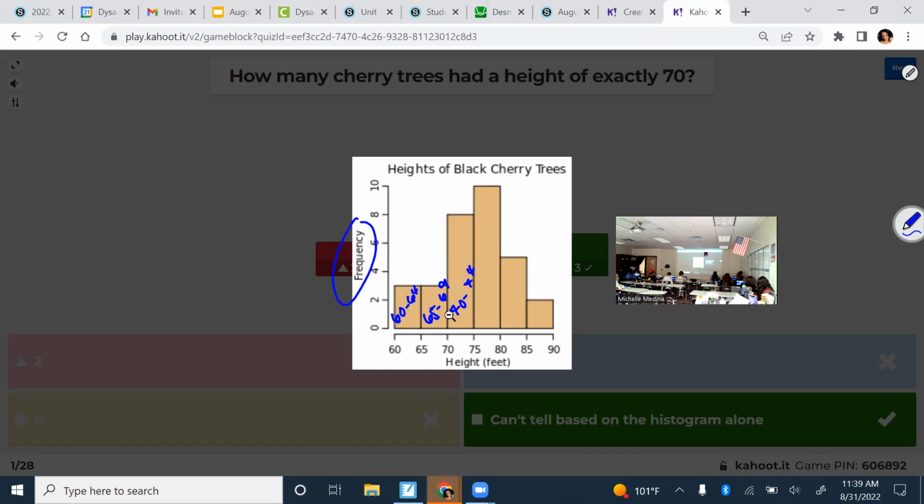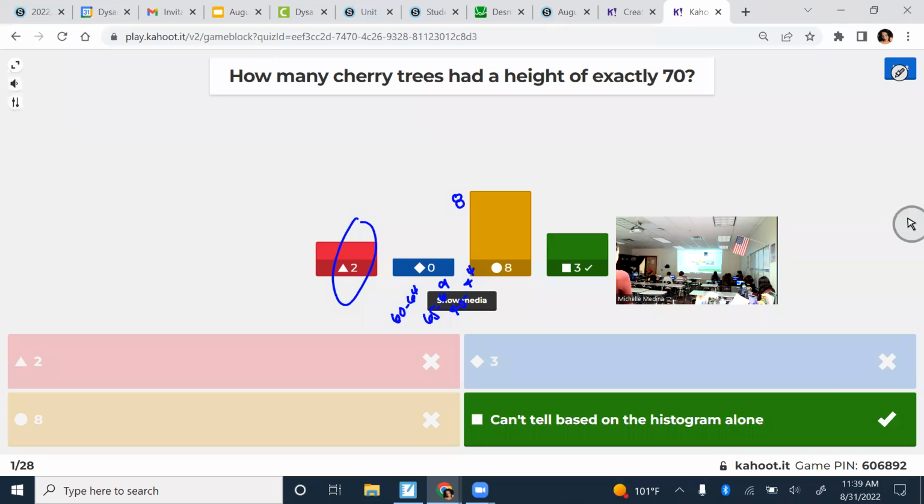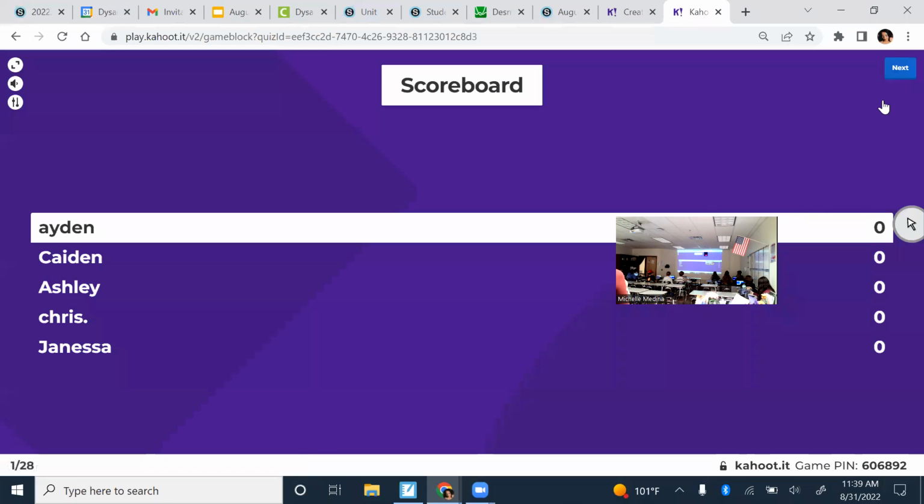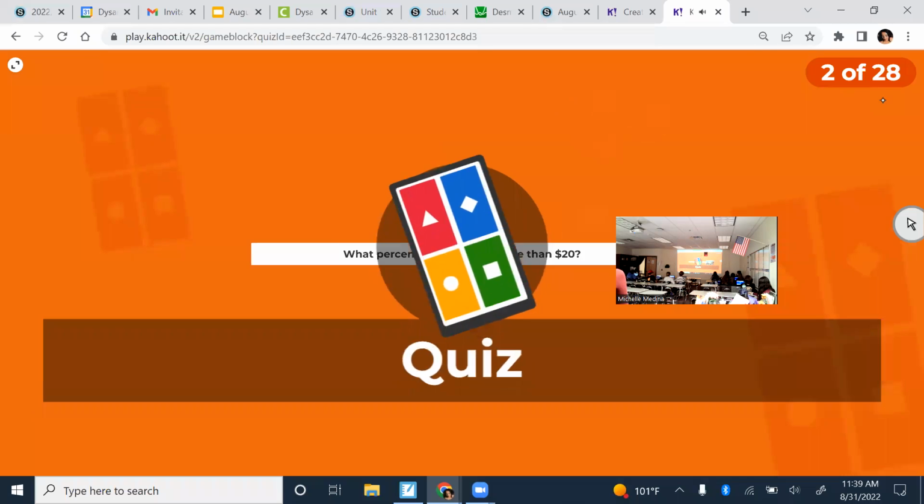Not on histograms. It tells me that there's 8 data points that fall in this category, but without a list of the data points, there's no way to know how many are exactly 70. So you can't tell based on the histogram alone is the correct answer. All right, good job. Next one.